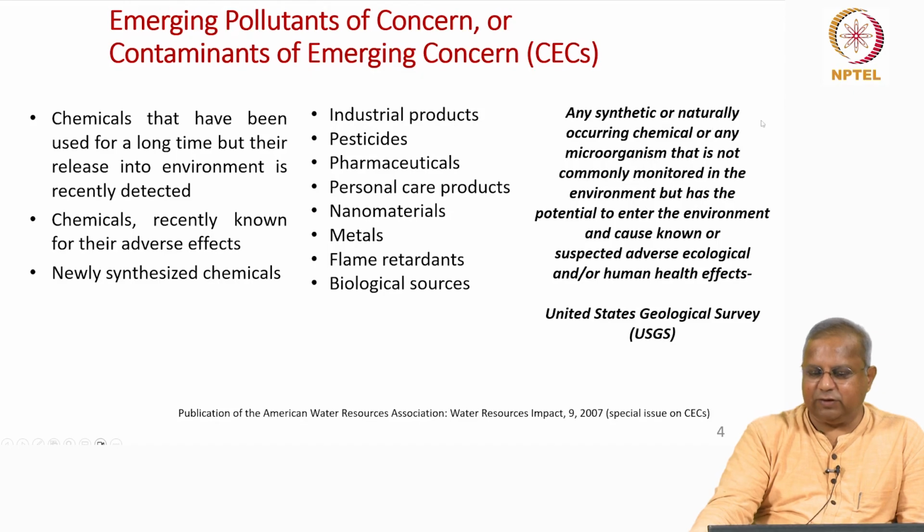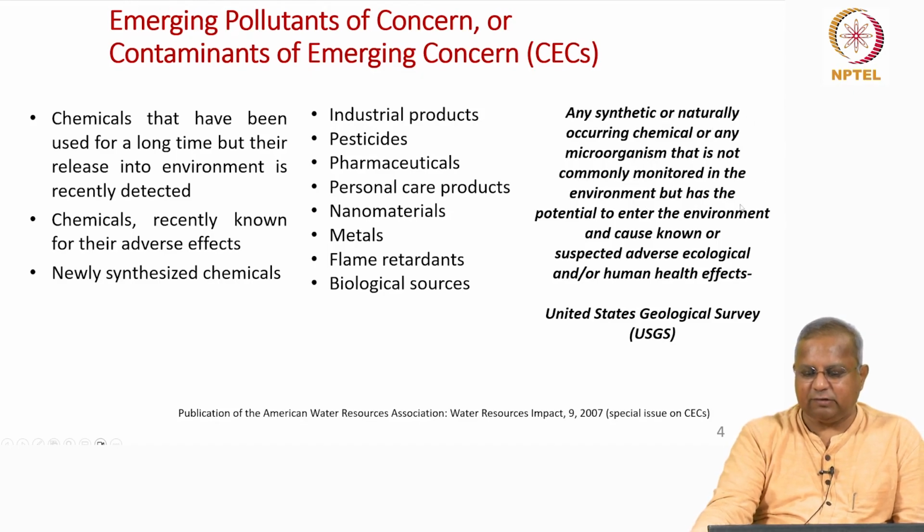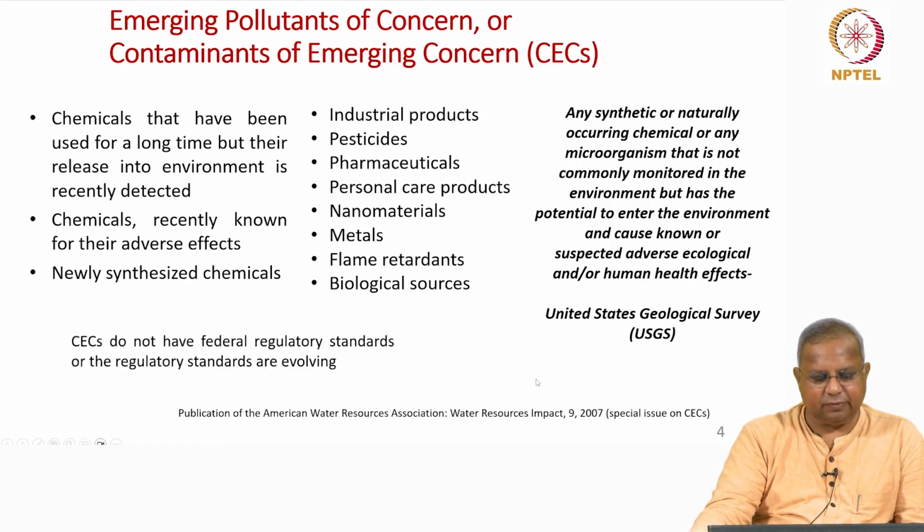So the definition is any synthetic or naturally occurring chemical or any microorganism that is not commonly monitored in the environment, but has the potential to enter the environment and cause known or suspected adverse ecological and or human health effects. This is according to the United States Geological Survey. This is one of the definitions which is normally followed. That is what a contaminant of emerging concern is.